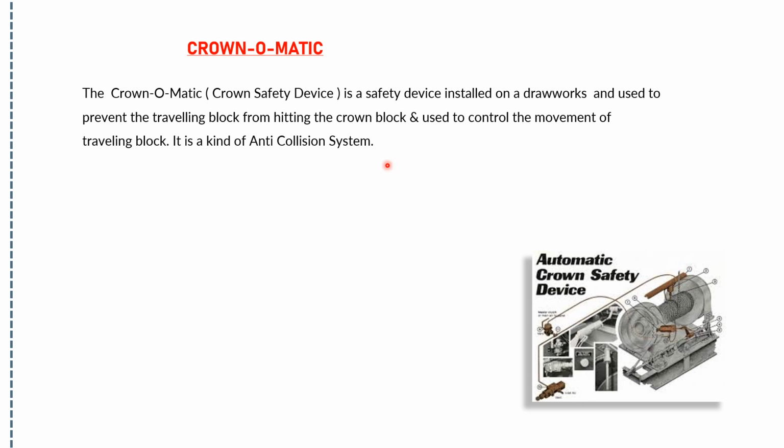Actually, this is a piece of safety equipment installed on a drawworks, and it prevents the traveling block, when going up, from hitting the crown block. So this safety device stops the traveling block from going higher than the limit, so it should not hit the crown block.